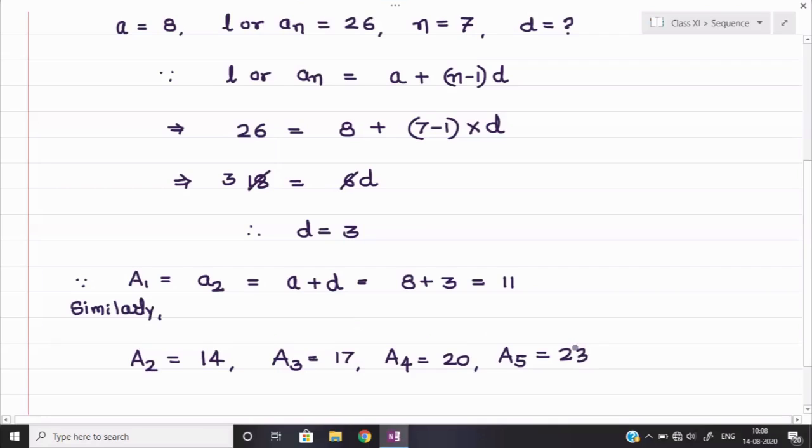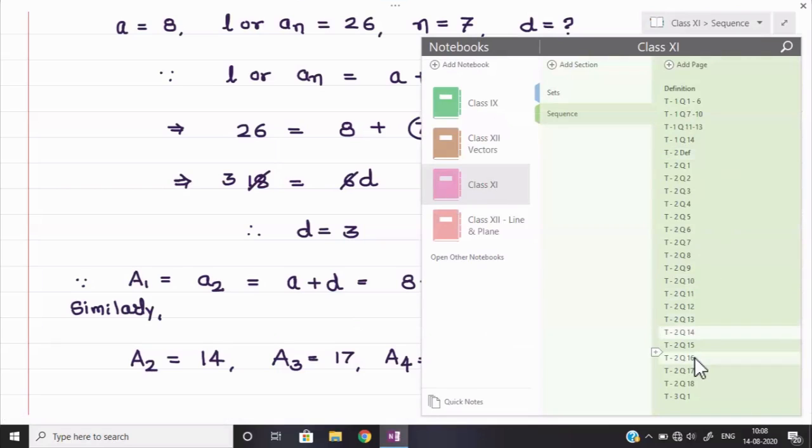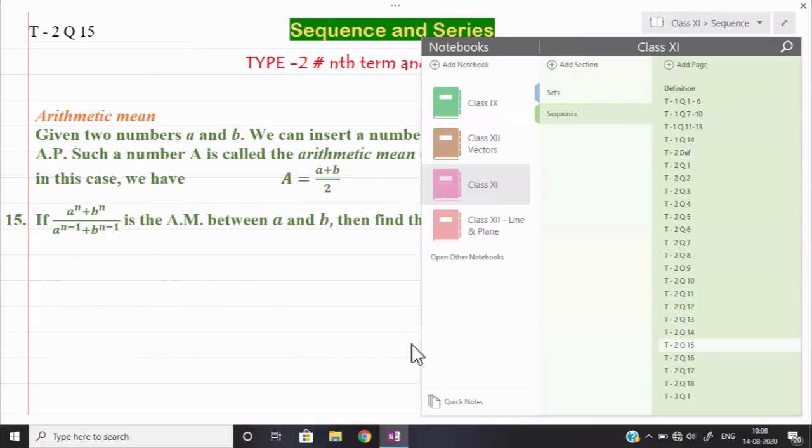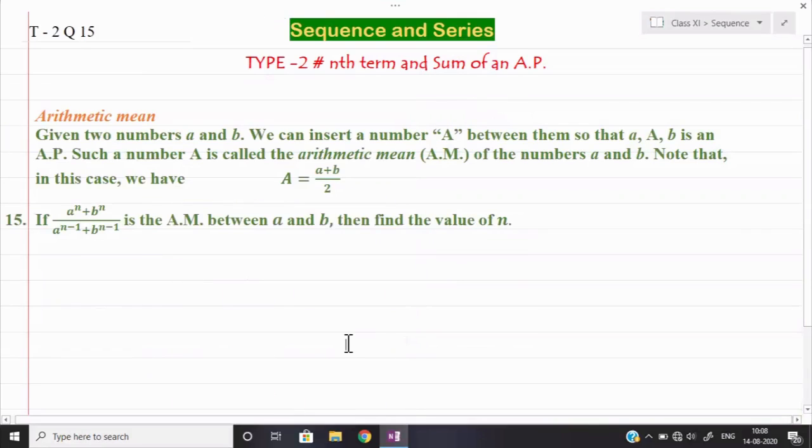Now let us see quickly the last question over here, because the last question is a little lengthier. I am talking about question number 15. So this question is very lengthy. But I think our session has some time remaining, so we can finish this question over here.